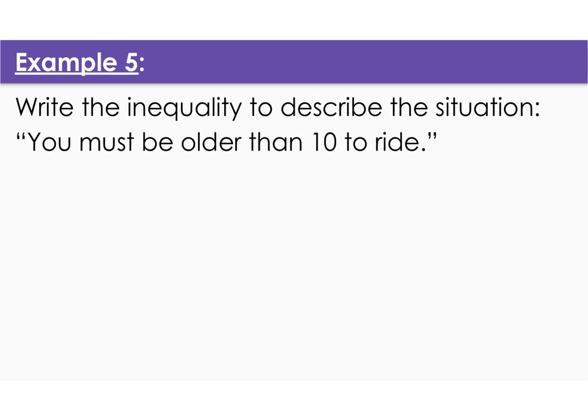Write an inequality to describe the situation. You must be older than 10 to ride the ride. So your age has to be greater than 10 because it doesn't say 10 or older. It just says older than 10. So you ultimately have to be 11 to ride the ride, at least.